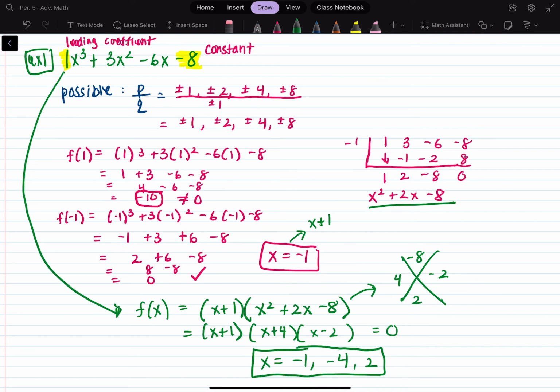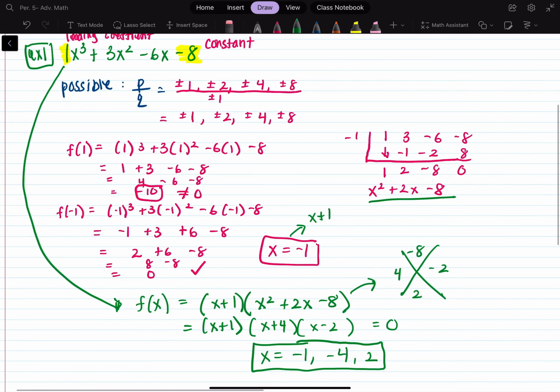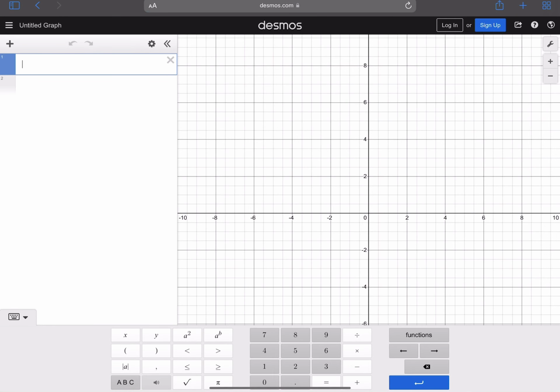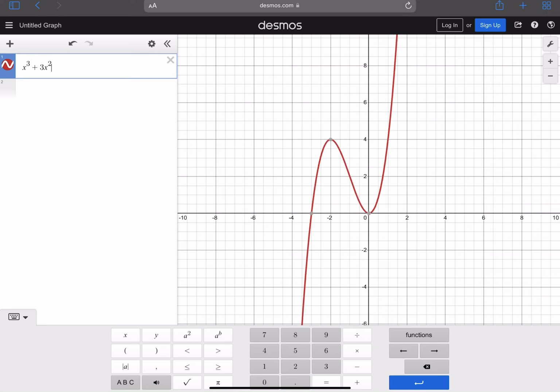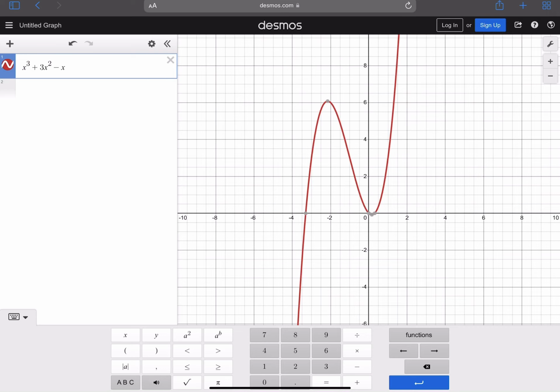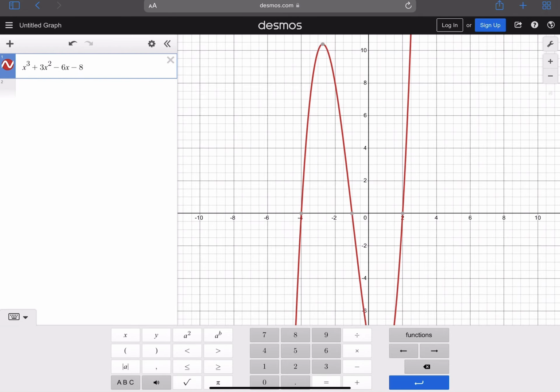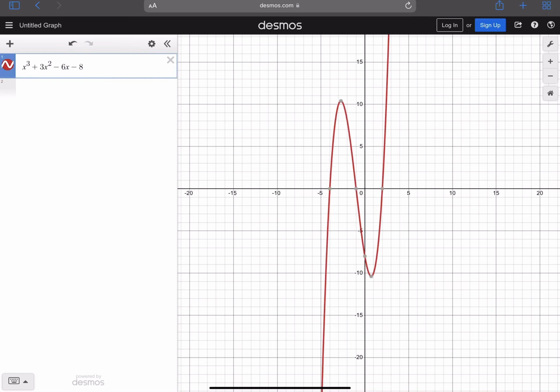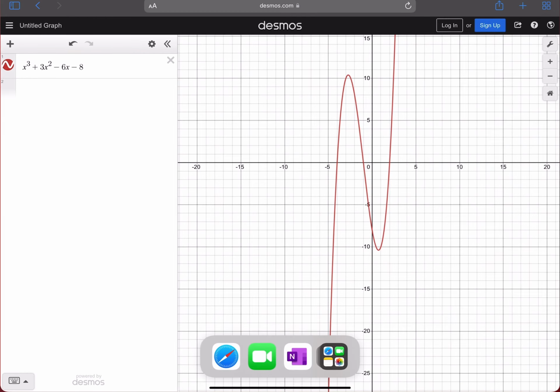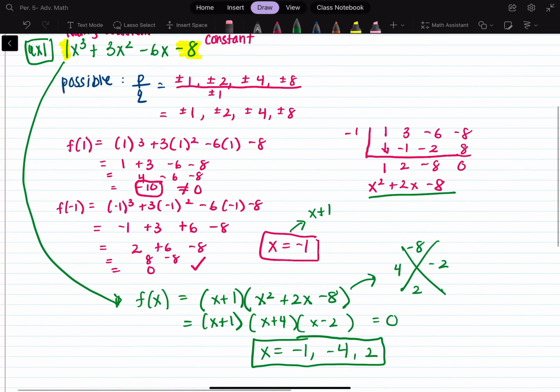Okay, so this is us using the factor theorem and using synthetic division to find the zeros of this polynomial. And remember, these are the points where this polynomial is going to cross the x-axis. I can always go on to Desmos to show you this. So the polynomial that was given to us was x cubed plus 3x squared minus 6x minus 8. And it's this crazy looking polynomial, right? However, what are the 3 points where this polynomial crossed the x-axis? Well, -4, -1, and +2. And that is indeed what we got right there.